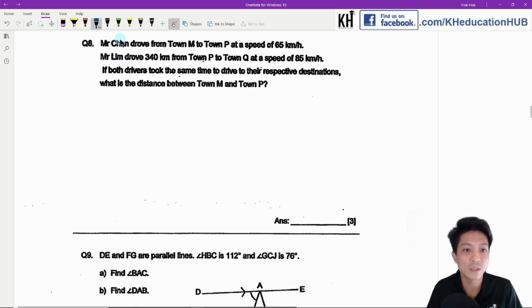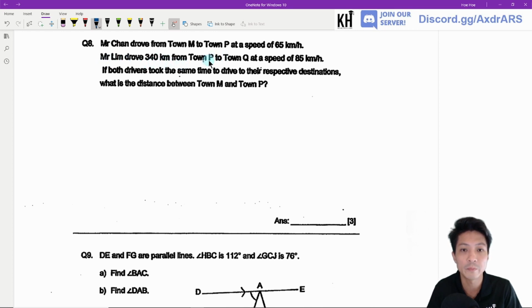Okay, question 8 is a speed distance time question. I'm still going to go through it. Mr. Chan drove from town M to P at a speed of 65 km per hour. Mr. Lim drove 340 km from P to Q at a speed of 85 km per hour. If both drivers took the same time to drive to their respective destination, what is the distance between town M and town P? So let's draw something out first so that we can have a better idea of what's happening.